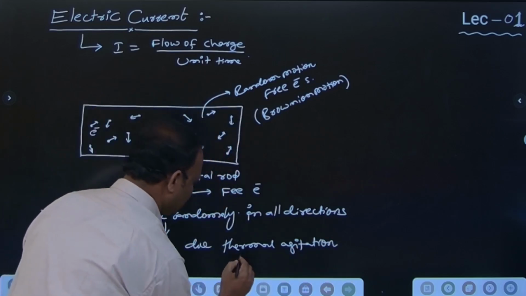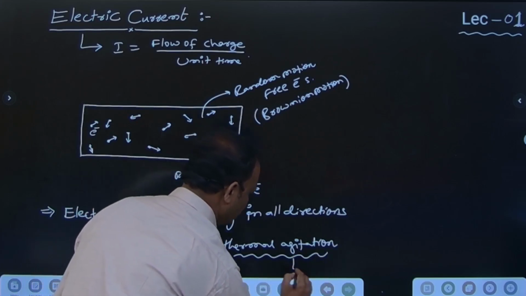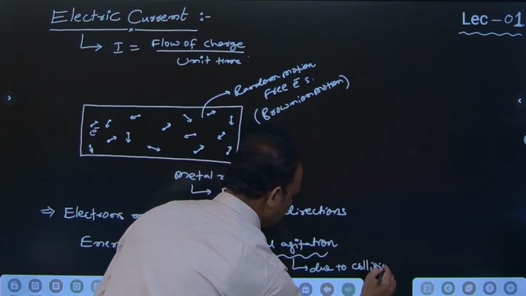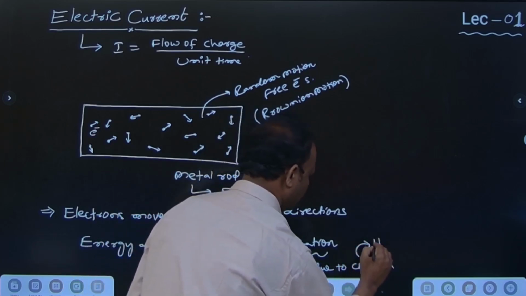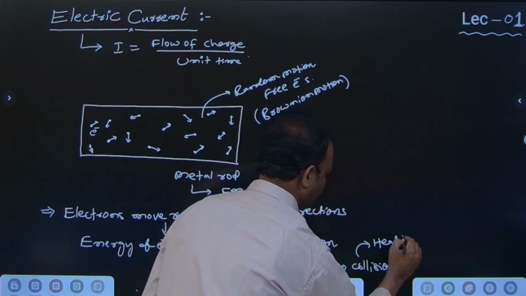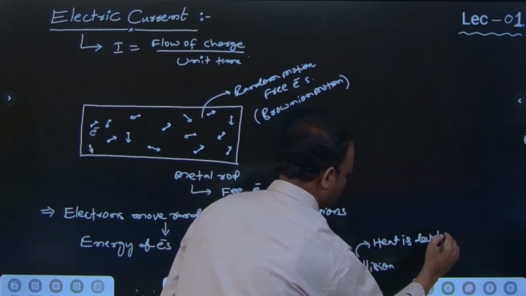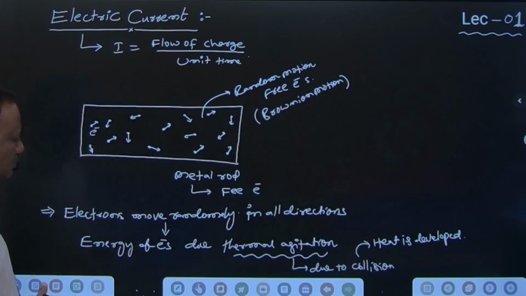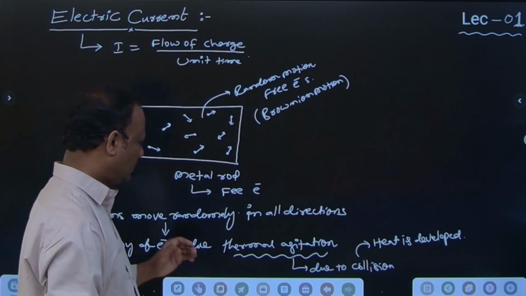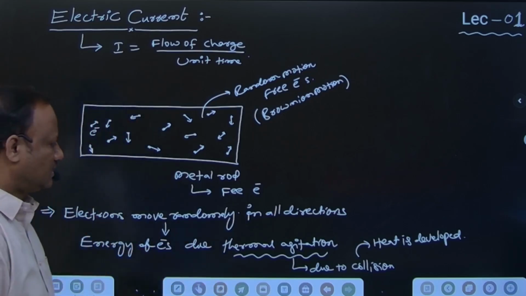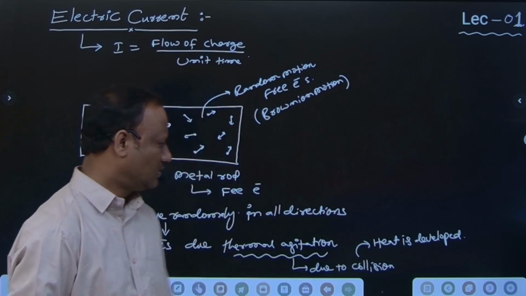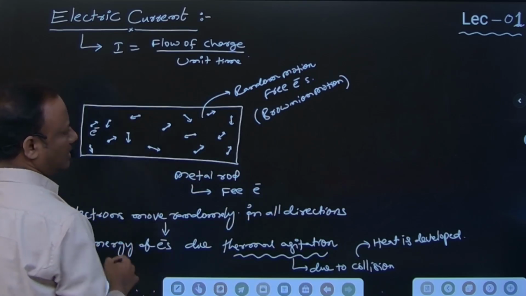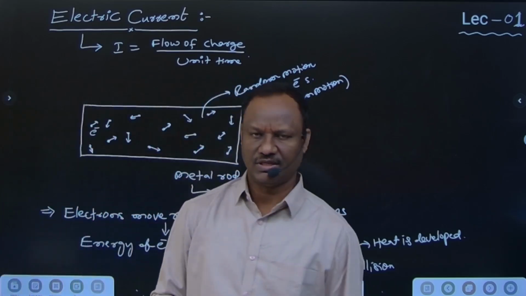So what is thermal agitation? Heat is developed due to collisions when the electrons are moving randomly in all directions. One electron collides with another, and due to friction the heat is generated.